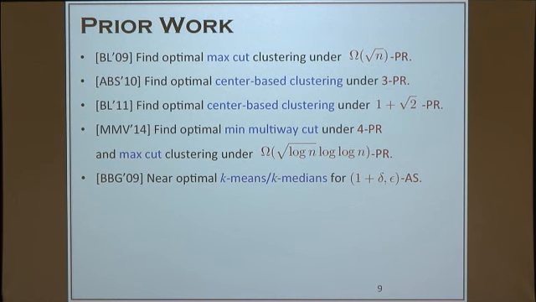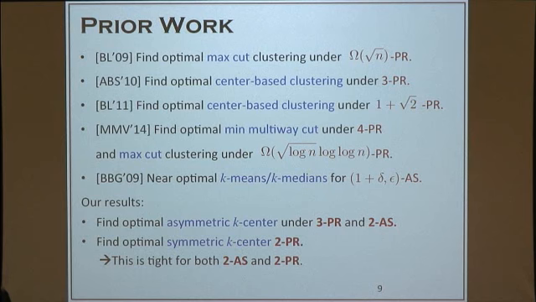For approximation stability, Balcan, Blum, and Gupta showed that for k-means and k-medians, and also min-sum, if you have a 1 plus delta approximation stable instance, then you can find the optimal result quickly.